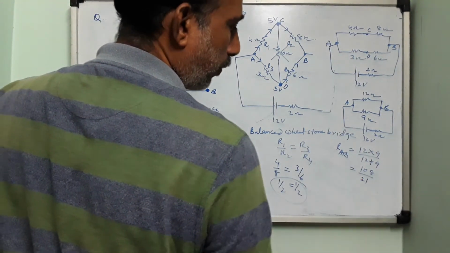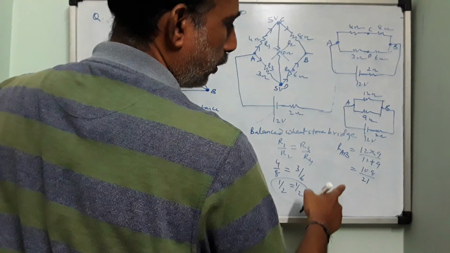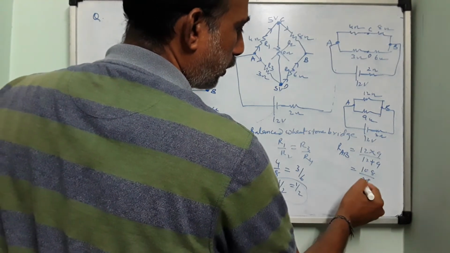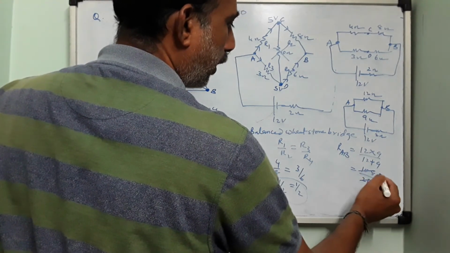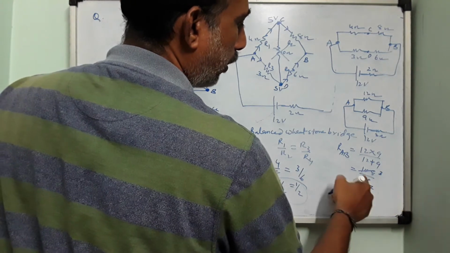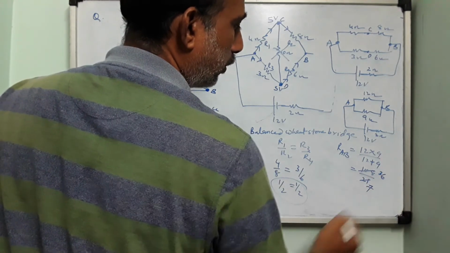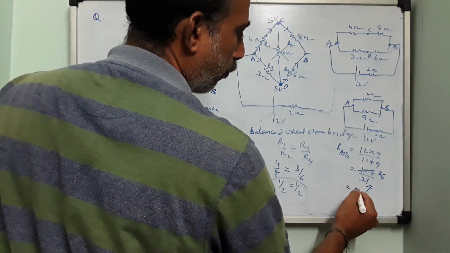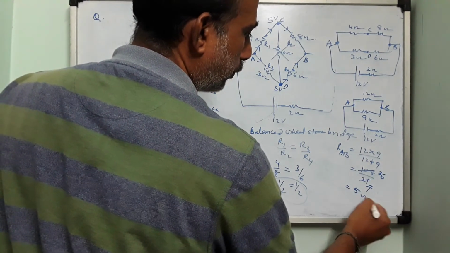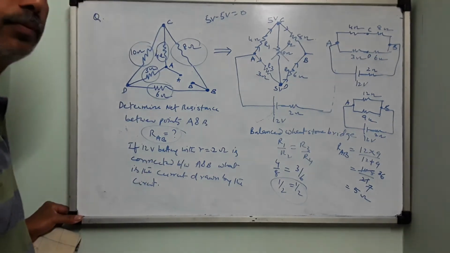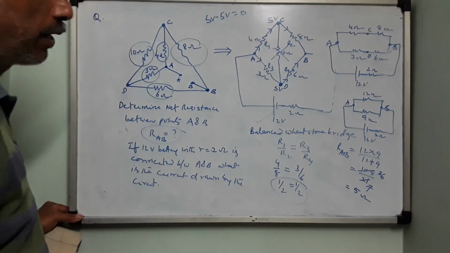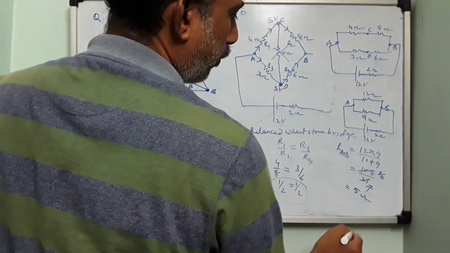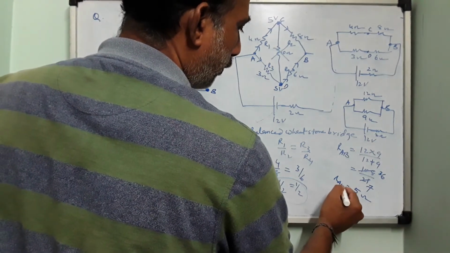7 will not cut, 3 will cut. 3 7s are 21, and here 3 3s are 9. 1 is left. 3 12s are 36, so 36 by 7 ohm. So almost this is 5 ohm. So 5 point something you will get. This is our resistance, RAB.